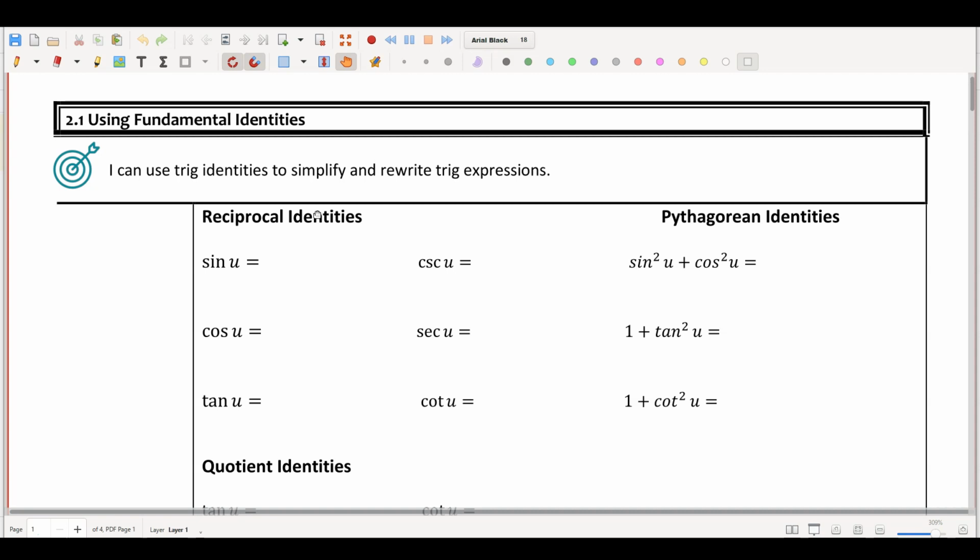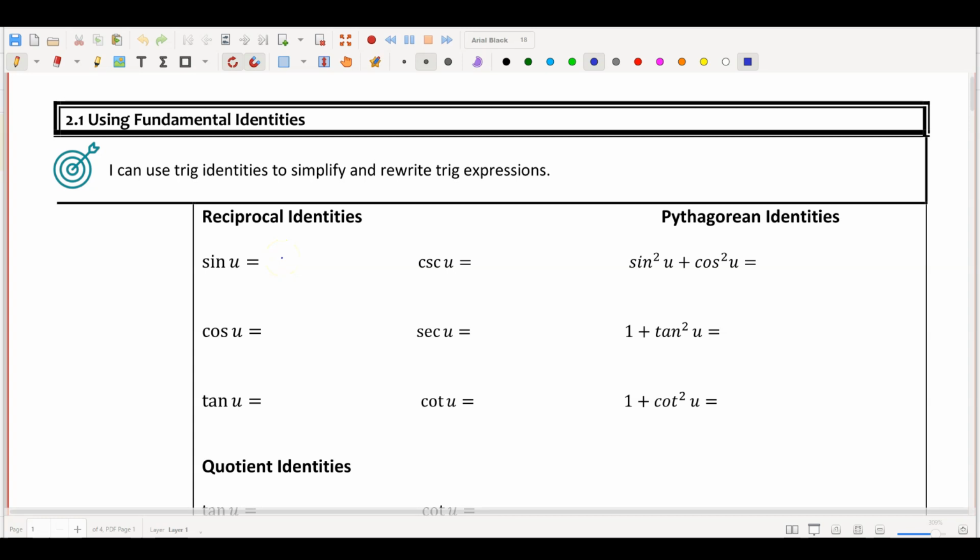2.1. So we finished chapter 1. Chapter 1 was all on SOHCAHTOA and right triangle trigonometry. Now we're going into trig identities. This is more of an algebraic section. This is more of algebra review, problem solving, and looking at identities. So we'll jump right into it.